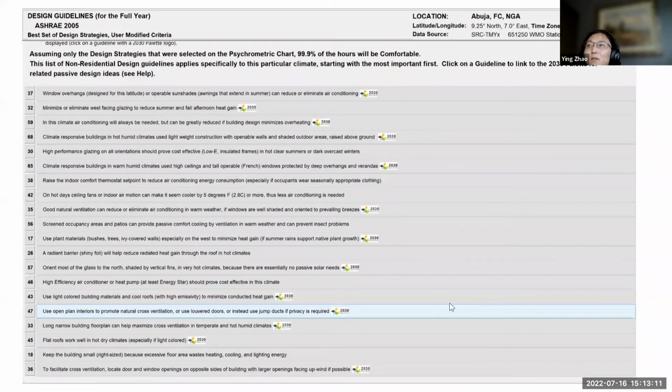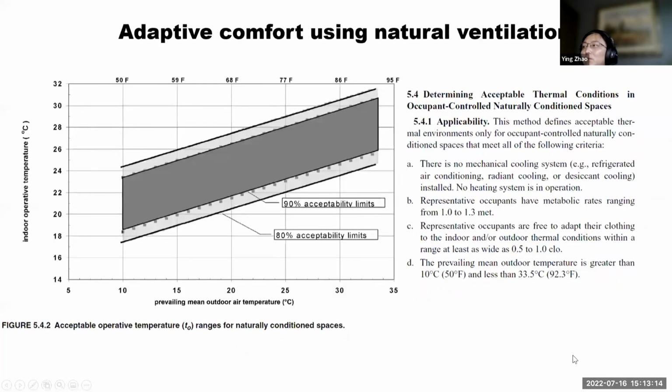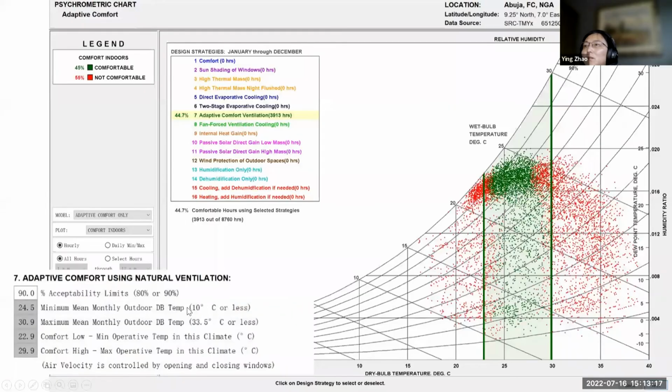Another thing I want to mention, oh, I skipped one slide. I'm going to go back. One thing to consider is that this software is for small buildings, because it considers the envelope heat gain or cooling gain as dominant for the building load. That's more related to the outdoor environment.